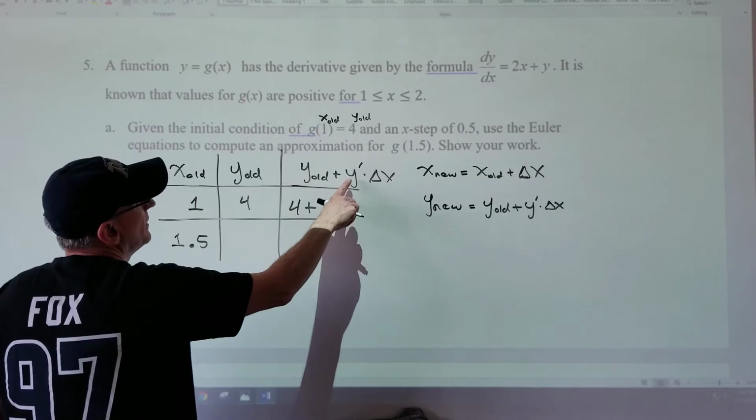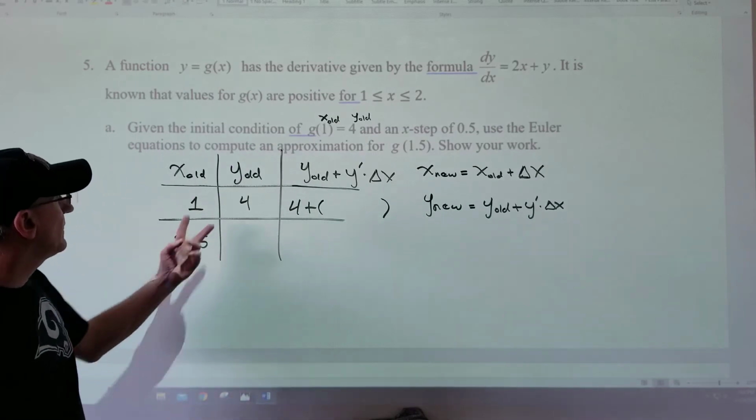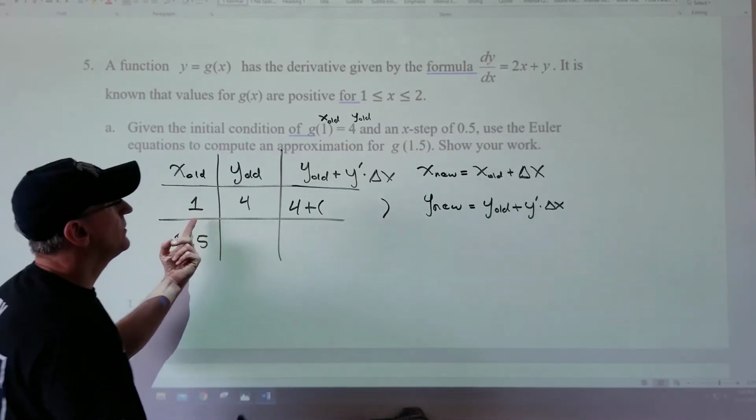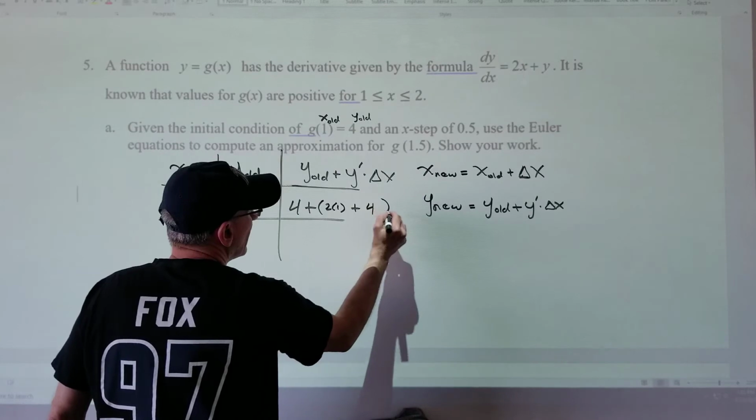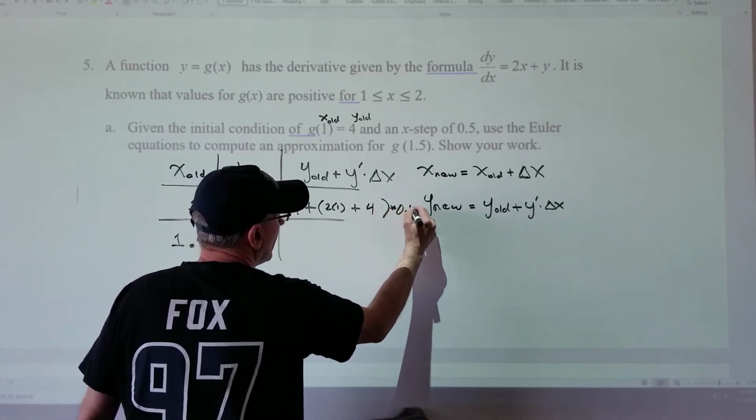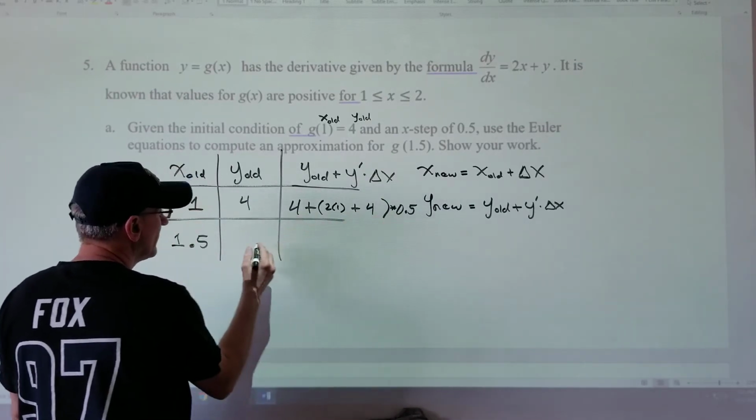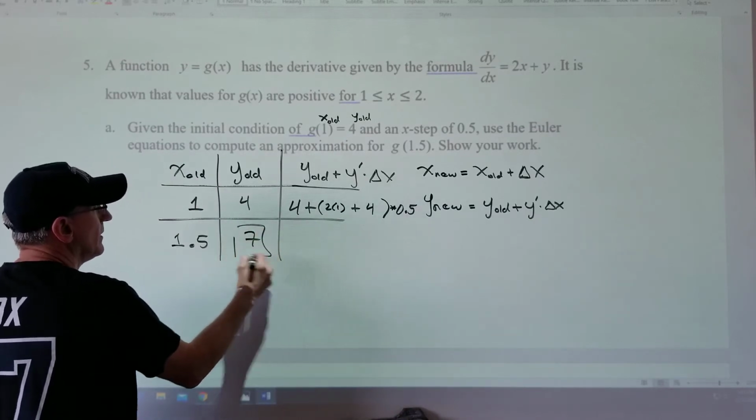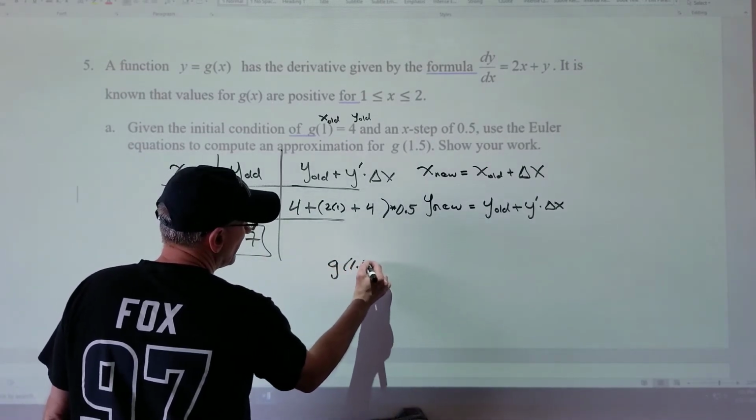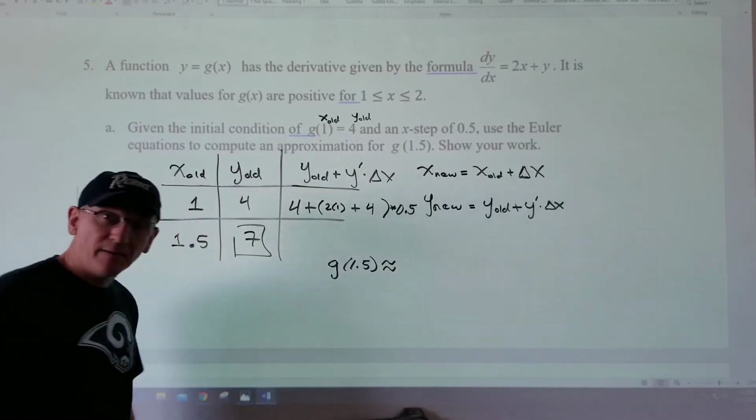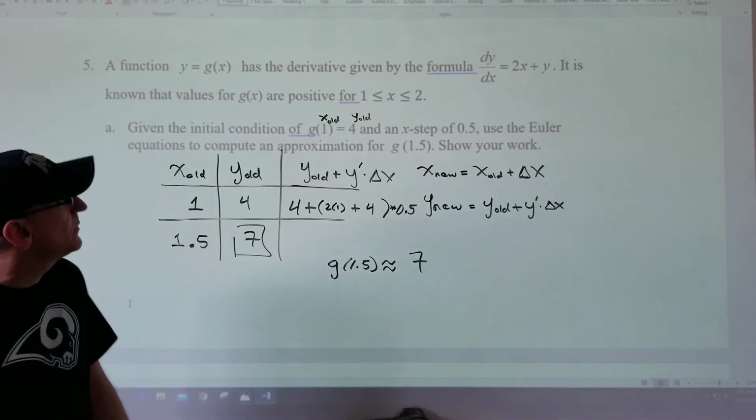What is y prime? It's that formula up there, but you're supposed to substitute into it the x and the y from here. So 2 times x becomes 2 times 1, plus y becomes plus 4, times the step, which we told you was 0.5. Let's see if we can do this in our heads. 4 plus 2 is 6, half of 6 is 3, plus 4 is 7. Bring that down, and that's the so-called Euler approximation of g of 1.5. And you should write a little report. Say g of 1.5 is approximately equal to, but not necessarily the same thing as, 7. Okay? That's part A.